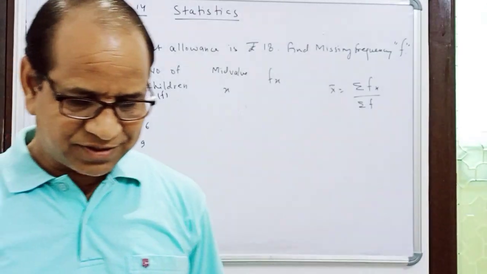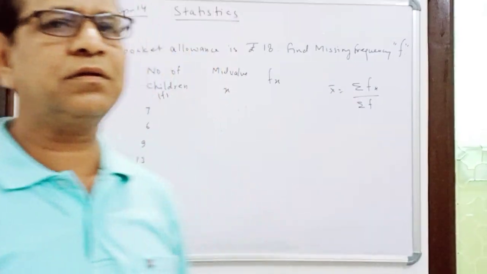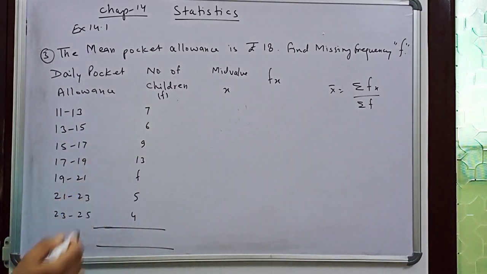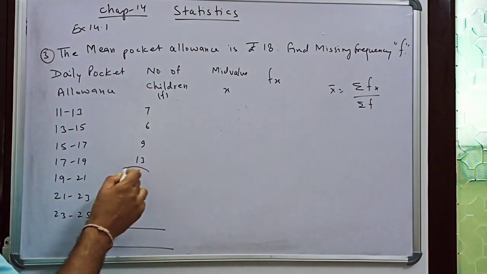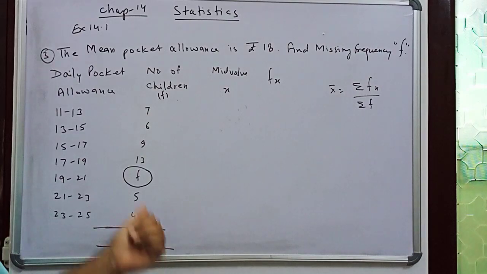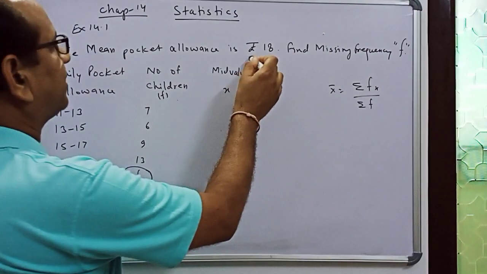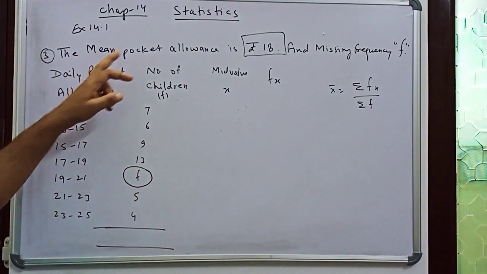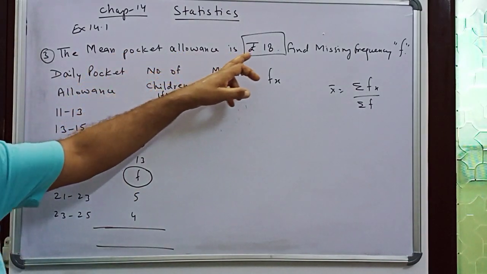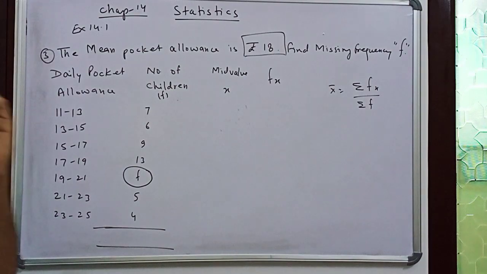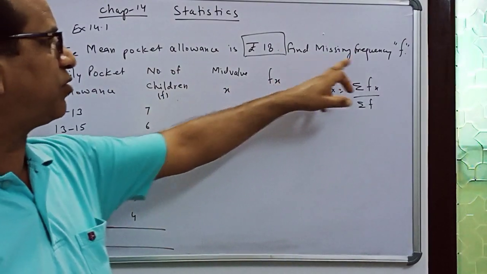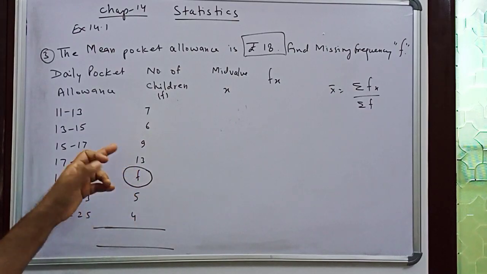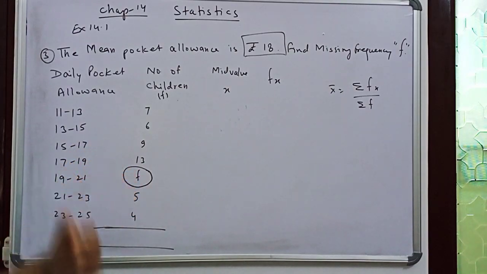Good morning, students. Today I am taking the third problem, and it is different from the other problems because in this one a frequency is missing, and instead the mean is given. That is, the mean pocket allowance is rupees 18. That is, x bar is given, and we have to find the missing frequency f, or it can be x or any variable.